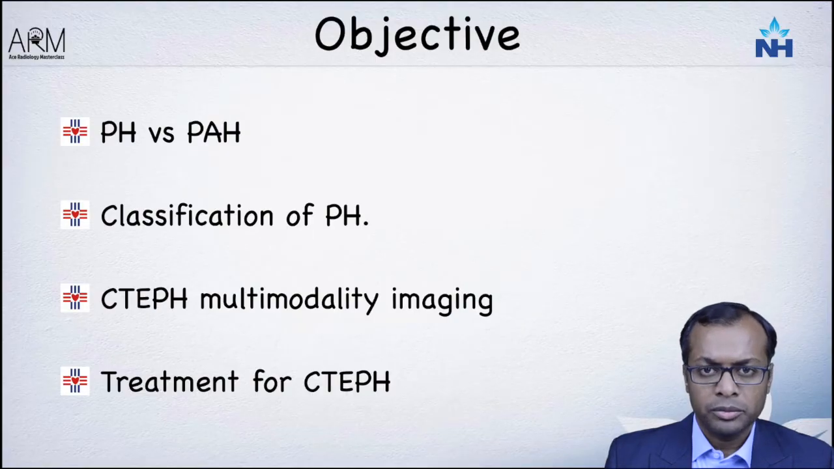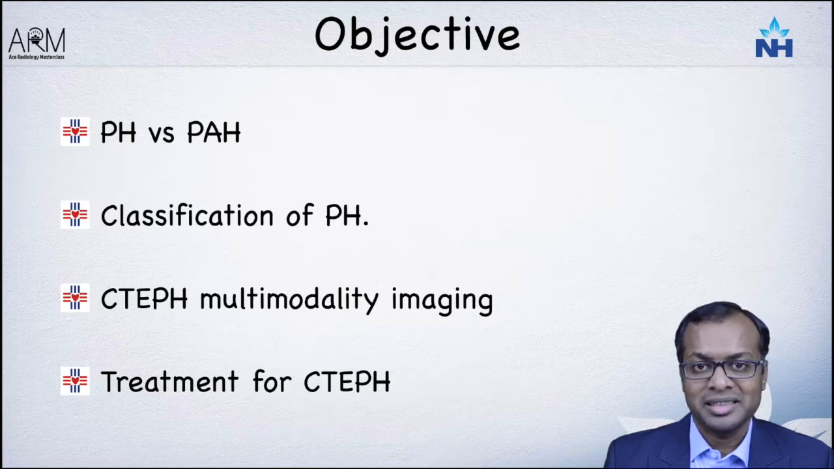To begin with, my objectives are to clarify the difference between PH and PAH or pulmonary hypertension and pulmonary arterial hypertension. Then we're going to have a quick look at the causes of pulmonary hypertension and the classification of pulmonary hypertension. Then we're going to concentrate on multimodality imaging of CTEPH and what each modality provides in terms of patient management. Finally, I'm going to be talking about some of the pearls that we have learned over the years of experience and in terms of how it is managed.